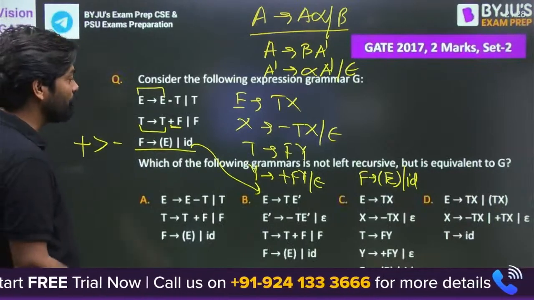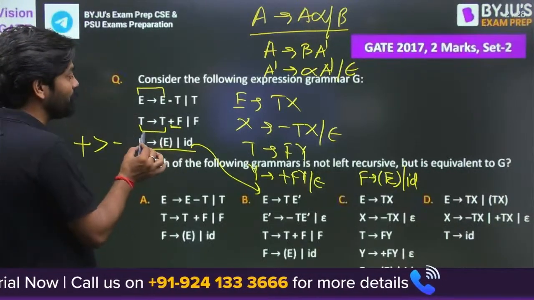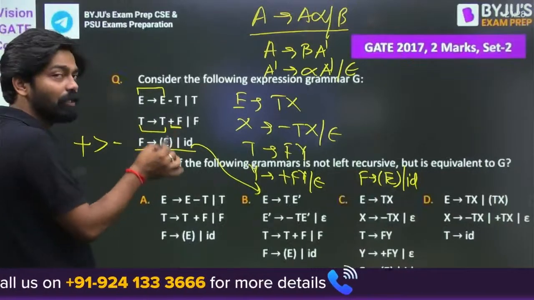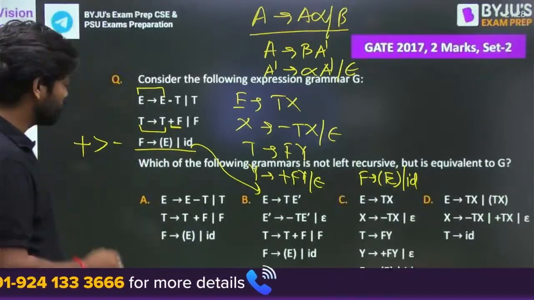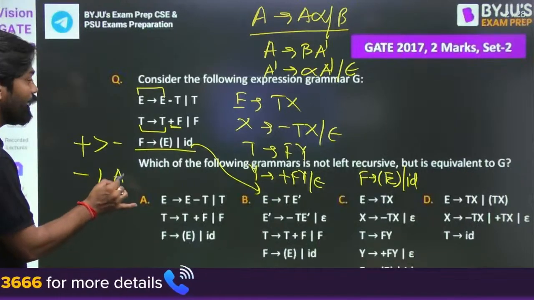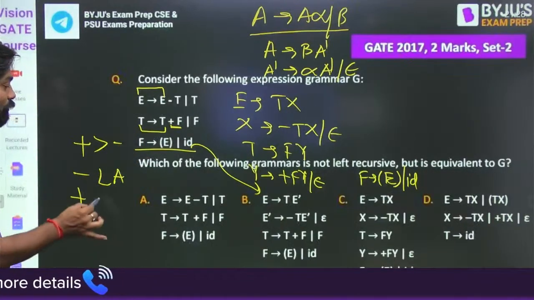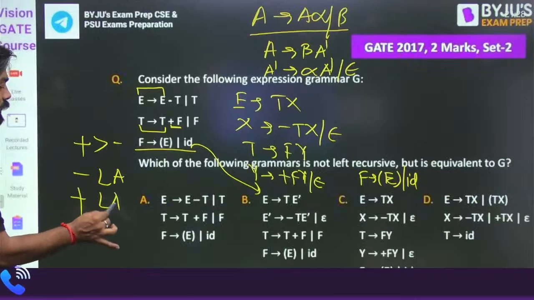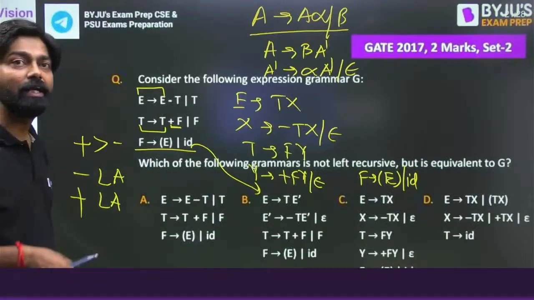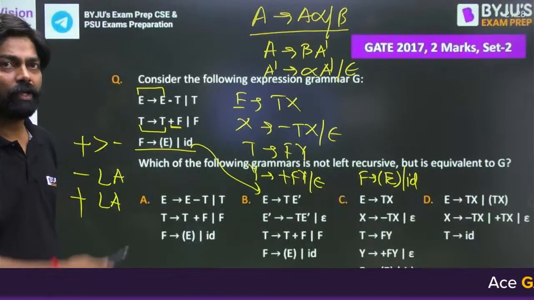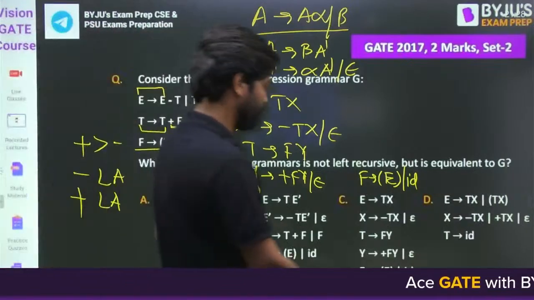And my dear friend, if the grammar is left recursive, it means it is left associative. So minus is left associative, and plus is also left associative. If the grammar is left recursive, it is left associative also. Fine, you can conclude from here also. Okay. I'm moving on now.